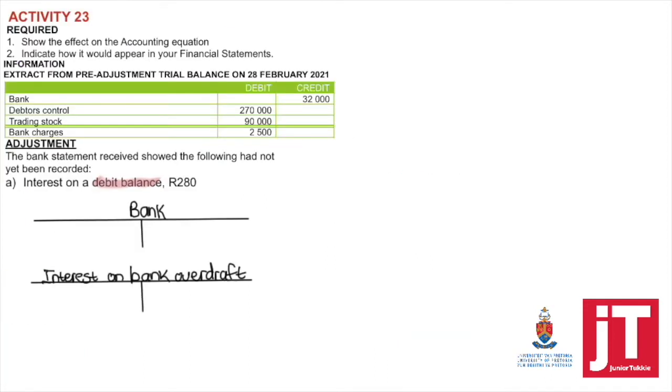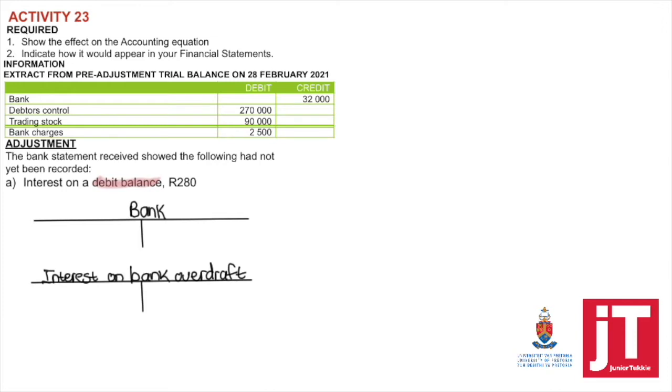Activity 23, show the effect on the accounting equation and indicate how it will appear in your financial statements. Very important, extract from the pre-adjustment trial balance: bank on the credit side means unfavorable bank balance. So keep this in mind when doing the accounting equation.